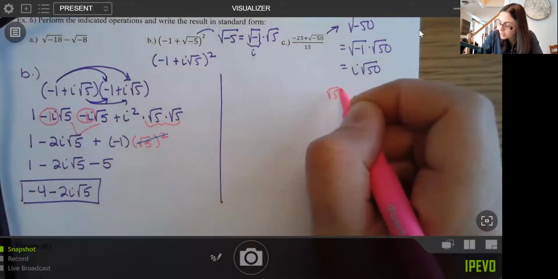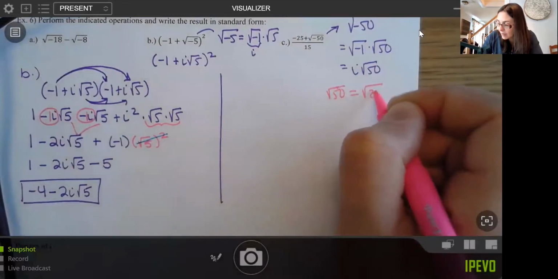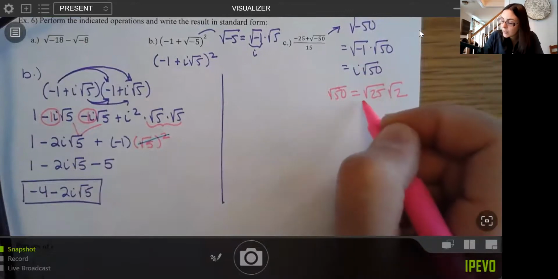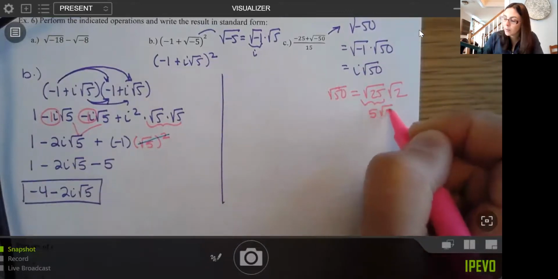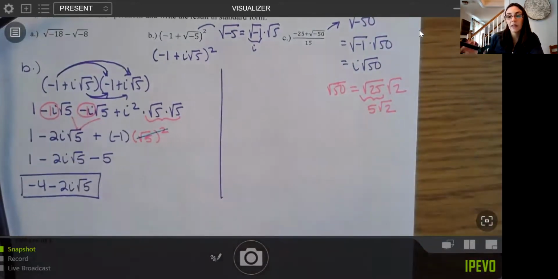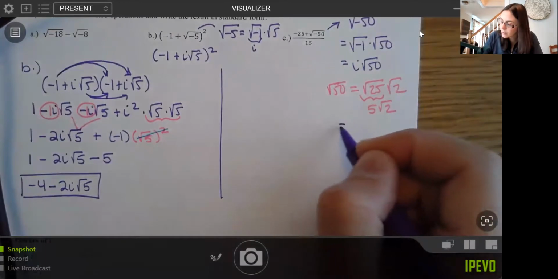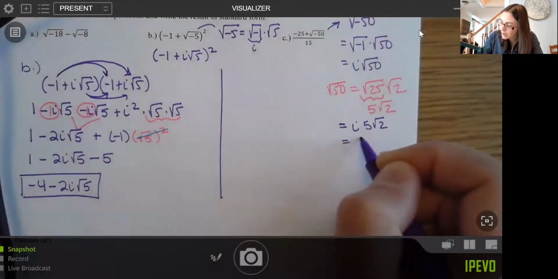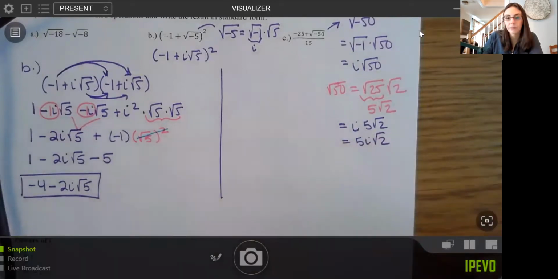So √50 is the same thing as √25 times √2, right? Because 25 times 2 is 50. And this is a perfect square. So remember, you do want to see if you can simplify. If a root has a perfect square in it, then you want to break that down. So this part actually becomes i times 5√2, or just 5i√2.